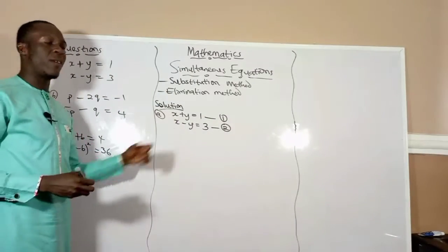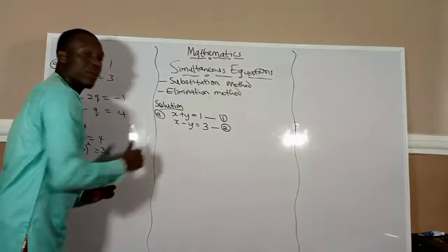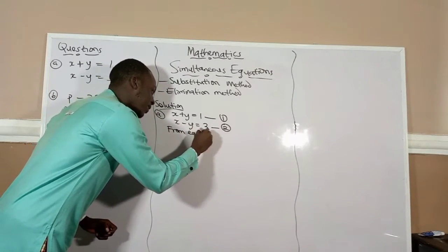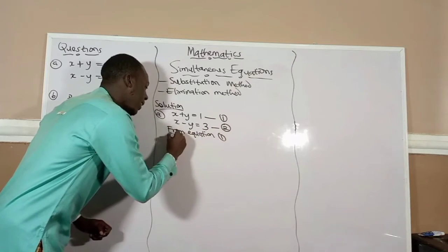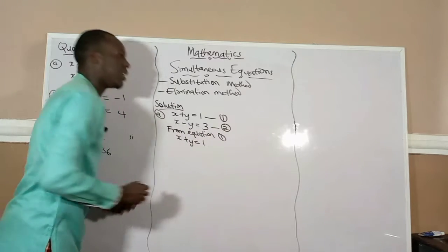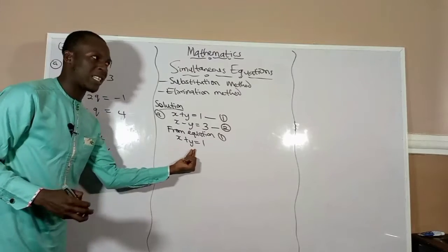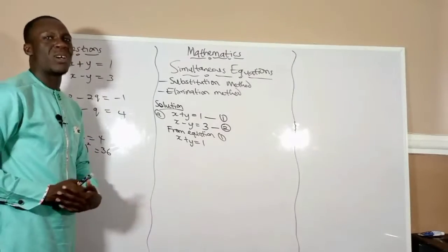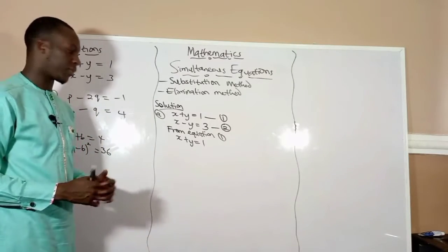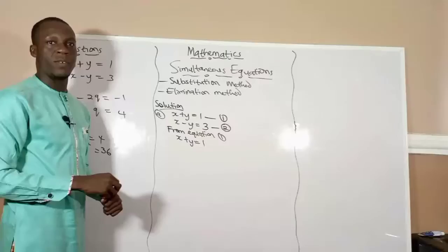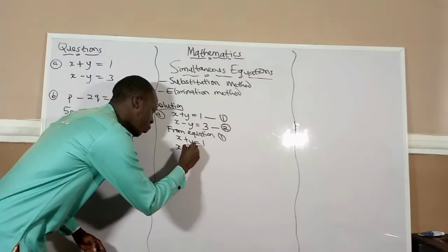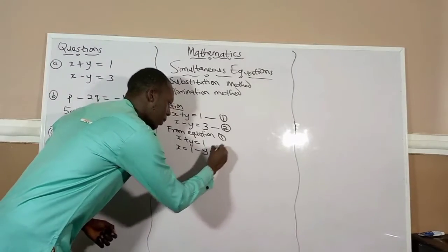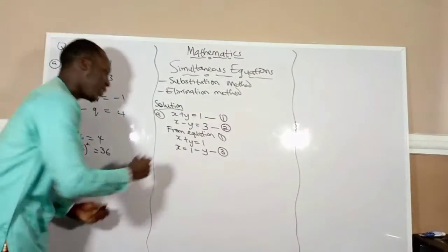Now you can pick any of the two equations. I'm picking from equation 1. So you say from equation 1, we know that x plus y equals 1. So you either make x or y the subject of the formula. Why? Because they only have 1 as their coefficients, so as to make life easy for us. Now let's just make x the subject of the formula. We'll say x equals 1 minus y. Call this equation 3.